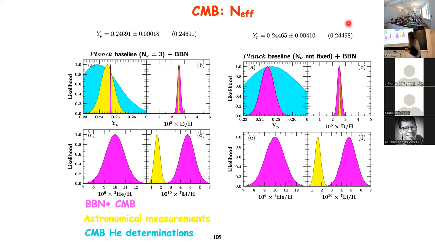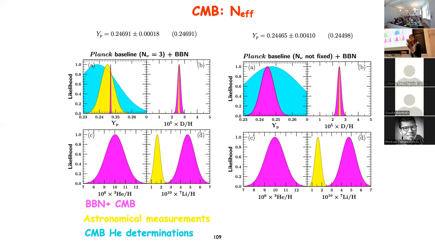The deuterium does not care if N_eff is fixed or not. I can measure the deuterium very well, look at the magenta lines, regardless of whatever I assume about N_eff. However, the helium, have you seen how much it changes? From this magenta line we go to this huge magenta region, okay? Because at high multipoles the damping is produced by N_eff, but also by the helium component. So there is still a little degeneracy at high multipoles between N_eff and helium. But the helium we can also measure via astronomical observations, so there is hope for that, okay?